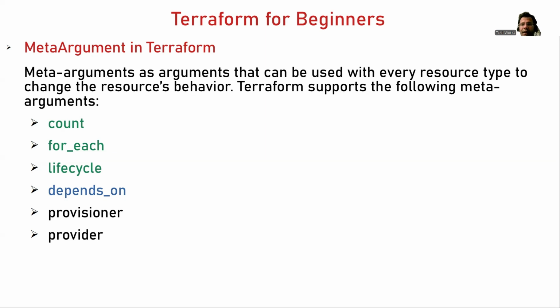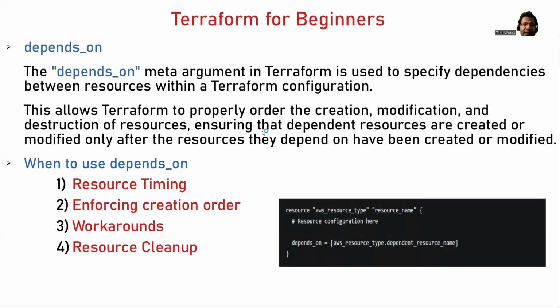So what is this depends_on meta argument? The depends_on meta argument in Terraform is used to specify the dependencies between resources within a Terraform configuration. As the name suggests, there would be a scenario where you want to customize your Terraform code and make sure that the X code is first executed and then the Y portion of Terraform code gets executed. And that's where this depends_on meta argument plays a very important role in explicitly defining the dependencies in Terraform.